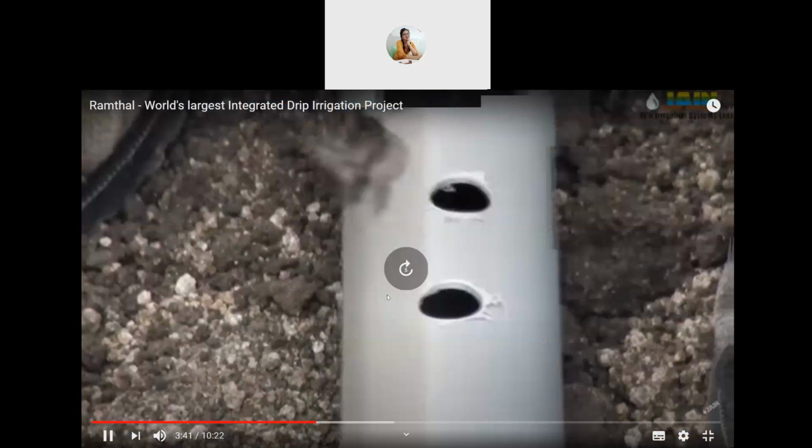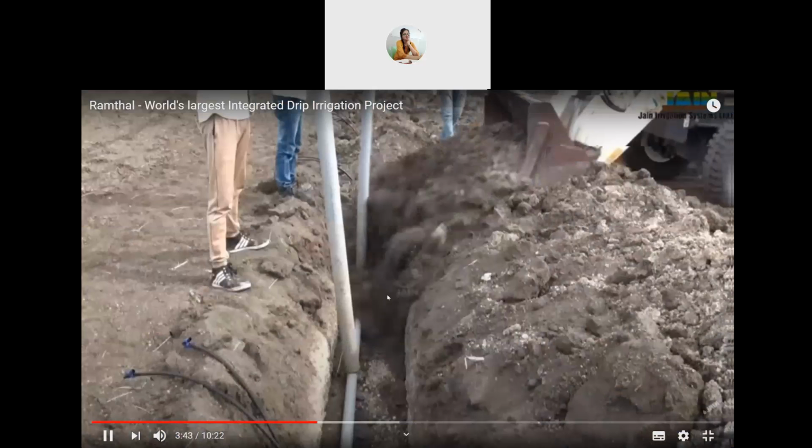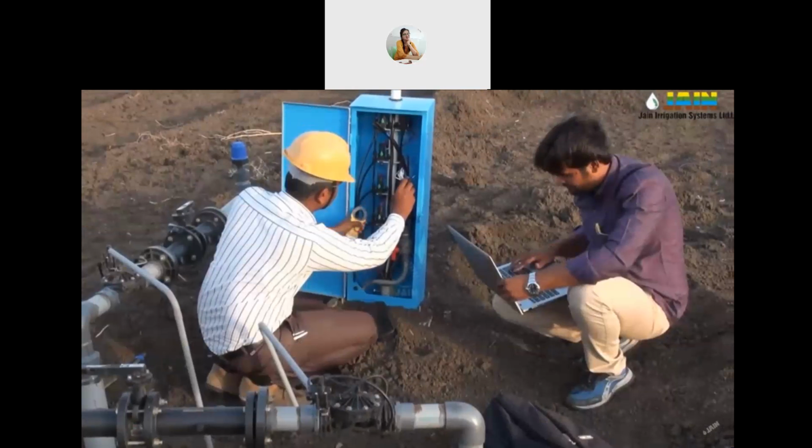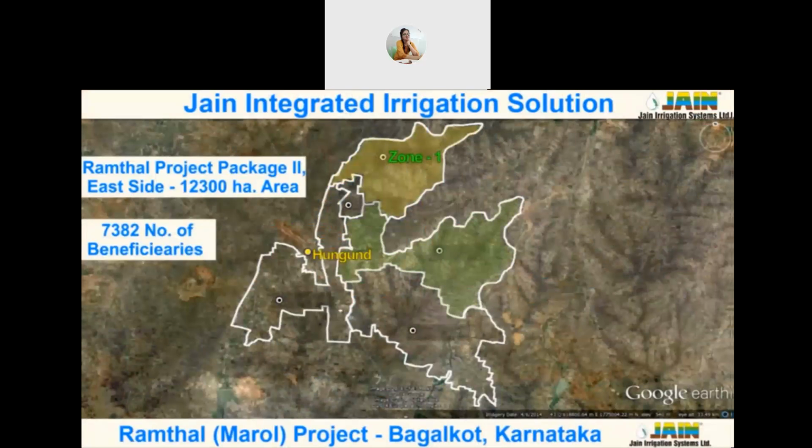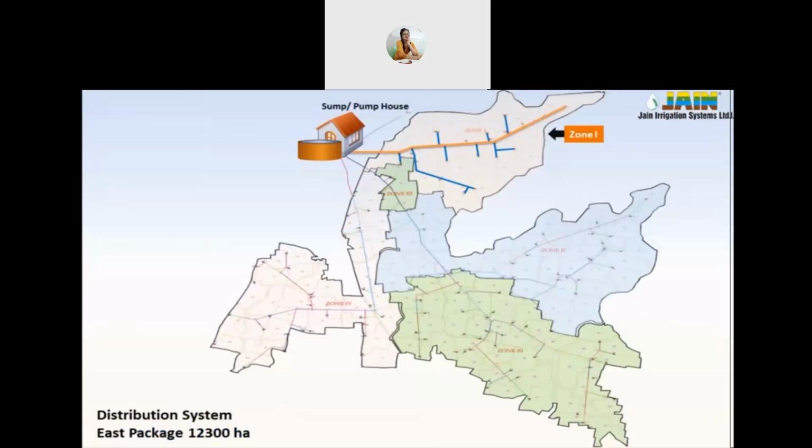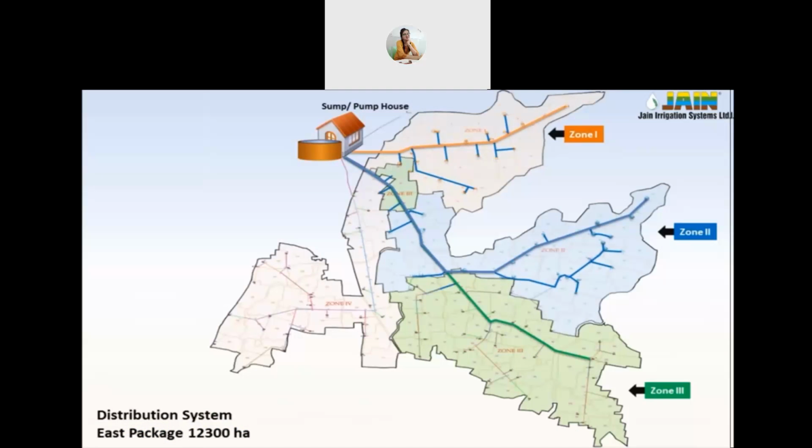The project is commissioned, operationalized and maintained by Jain Irrigation Systems Limited. The project is designed with energy efficient optimization. The entire command area is divided into 4 zones. Each of these zones is then subdivided into operational blocks of approximately 100 hectares. There are 129 blocks in the entire 12,300 hectare area of the east part.